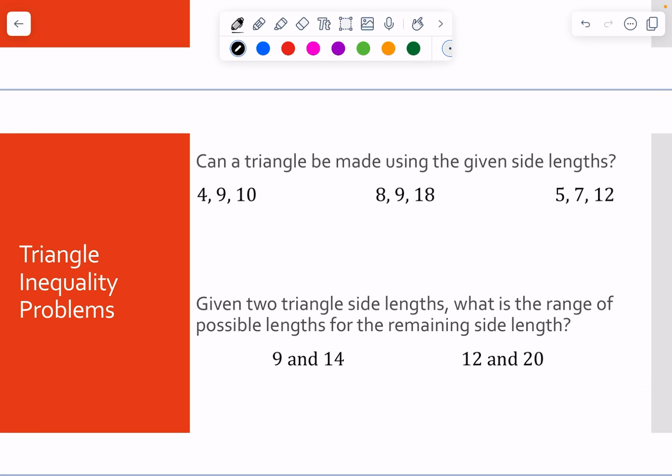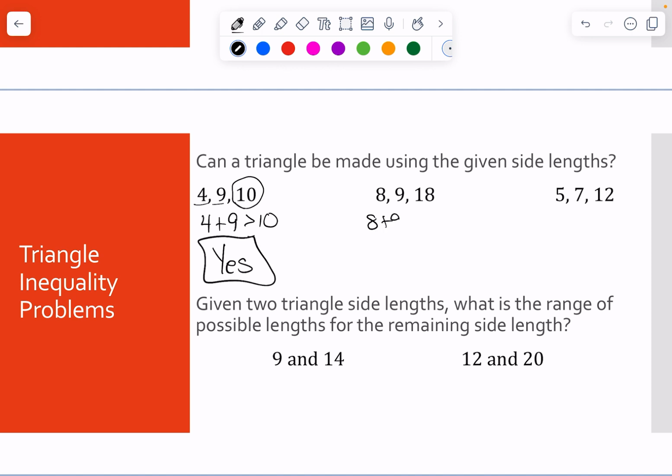measurements form a triangle? Well, the nice thing is you only have to test one thing. Because here, 10 is the biggest. 10 is already bigger than 9. 10 is already bigger than 4. So if we added anything to 10, it's definitely going to be bigger than those. So all we have to test is whether the two smallest added together are bigger than the biggest. So does 4 plus 9 be greater than 10? And yes, it is. So therefore, that could be a triangle.